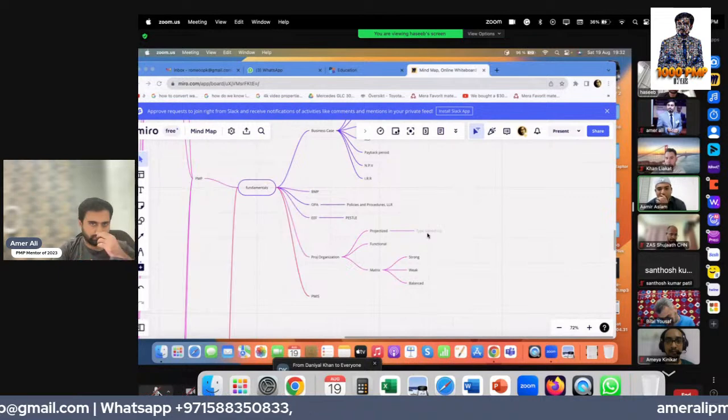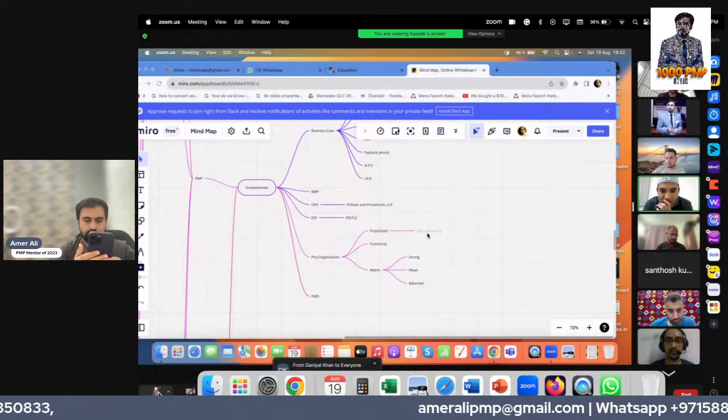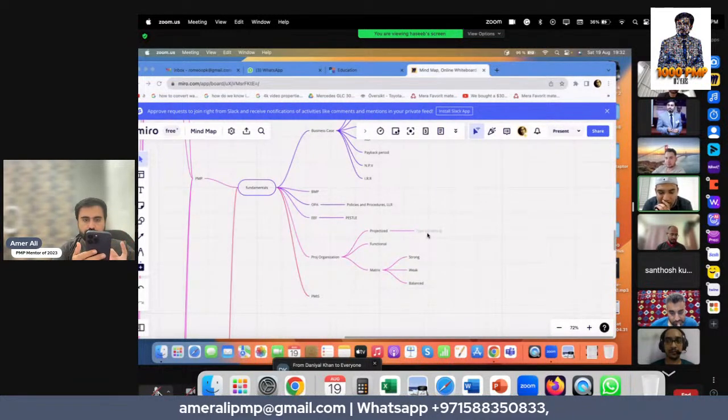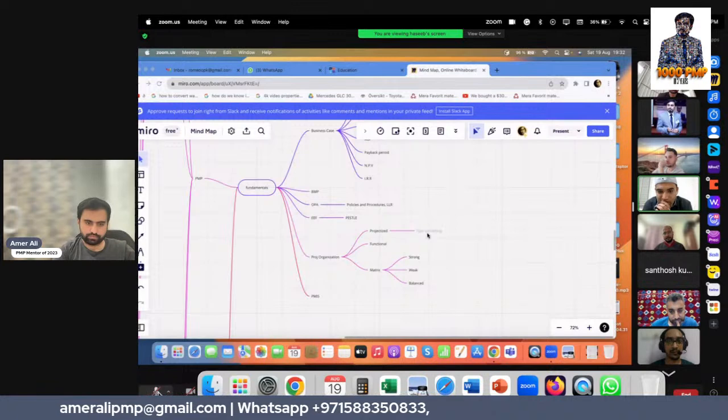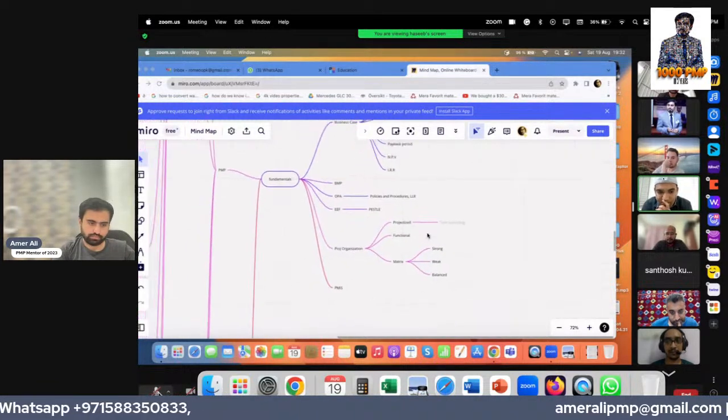Then we have project organization. In project organization, we have projectized, functional, and matrix. In matrix, we have strong matrix, weak matrix, and balanced matrix. And then we have PMIS.